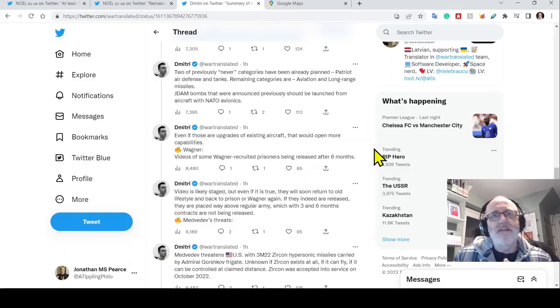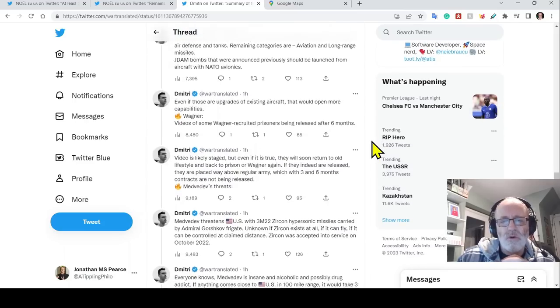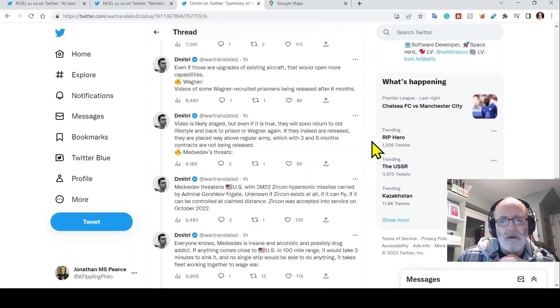Now, it doesn't necessarily mean that they are NATO airplanes, but that the Sukhoi jets or MiG jets have to be updated with NATO avionics. So as he continues, even if those upgrades are of existing aircraft, that would be open to more capabilities. That's a bit cryptic. I wonder what that means.